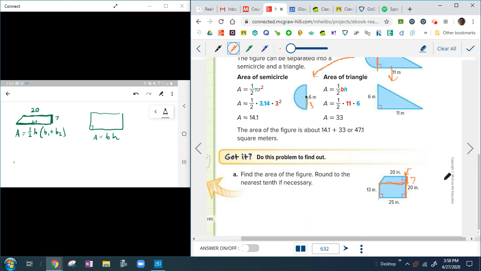All right, so now I have all the dimensions I need for this. I have the height, which is 7, and I have the base 1, which would be 25, and the base 2, which would be 20. When I combine those, I get, let's see, 3.5 out there. 25 plus 20 is 45. And when I multiplied those on the calculator earlier, I got 157.5.